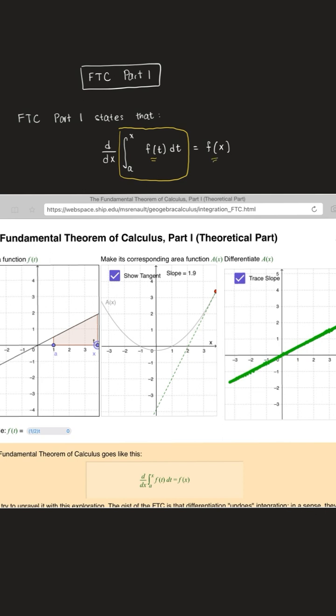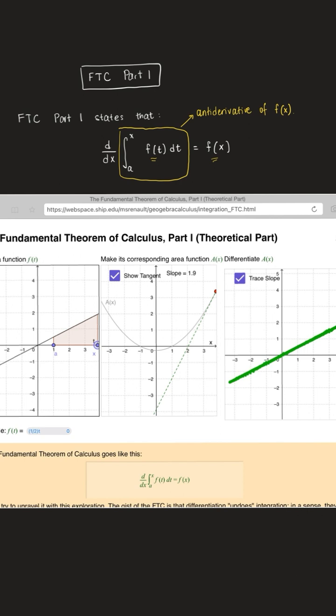That's why the fundamental theorem part 1 is called a construction theorem. We are constructing an antiderivative of f of x. We have constructed an antiderivative because when we take its derivative, we get f of x back.